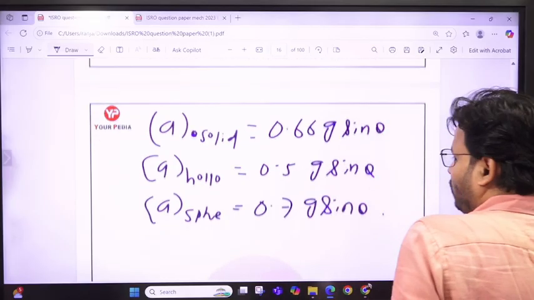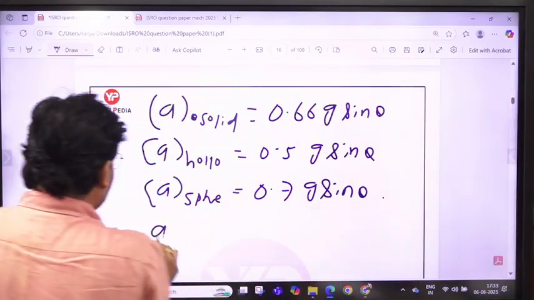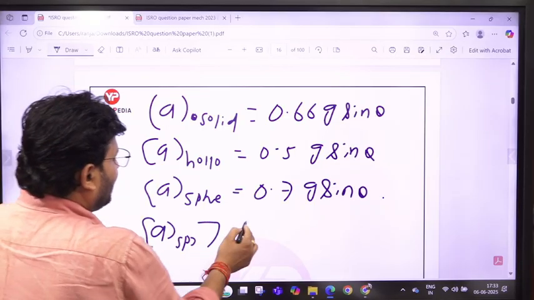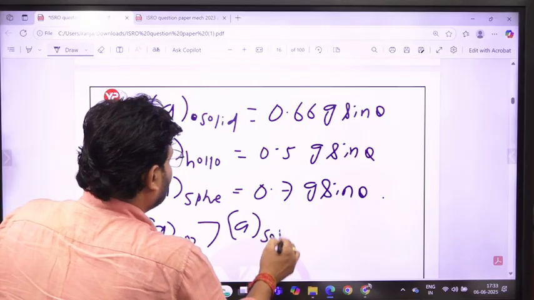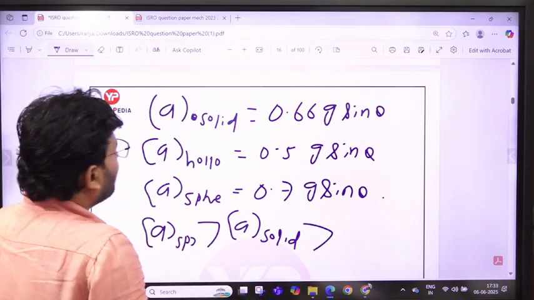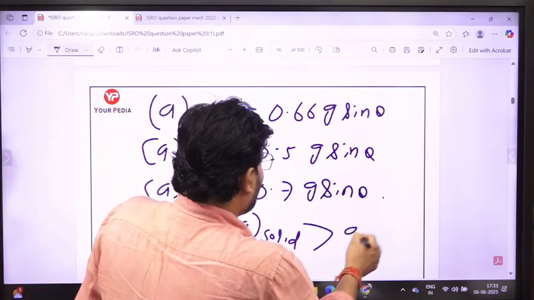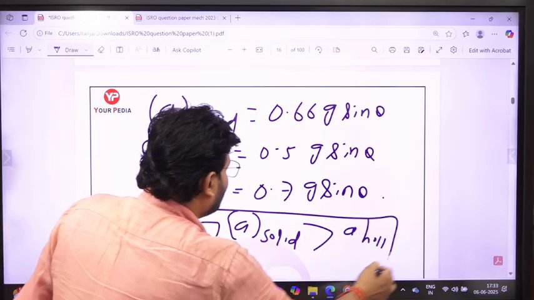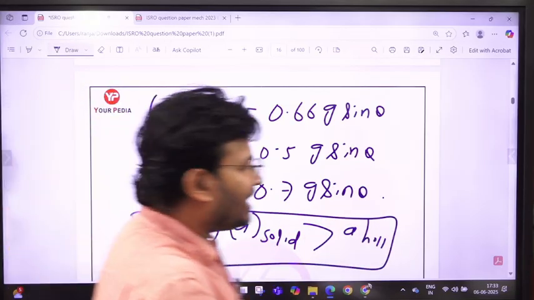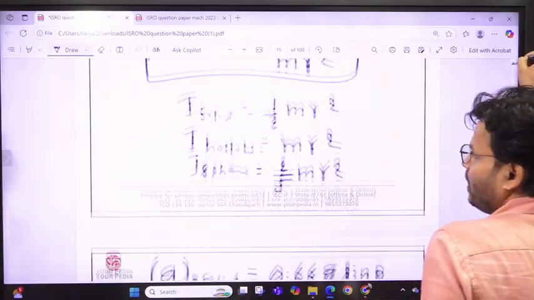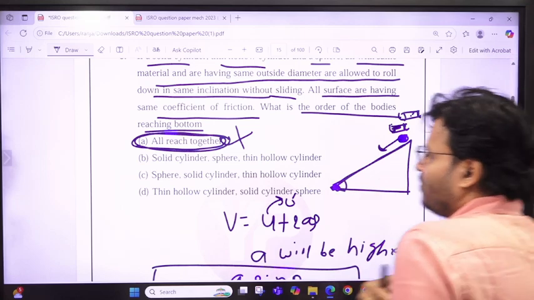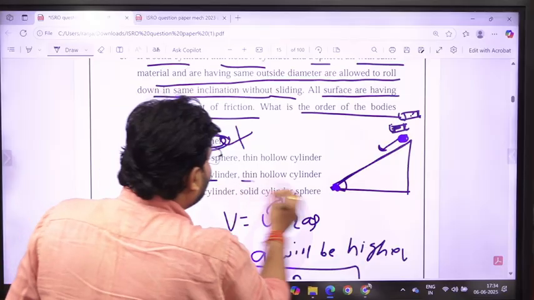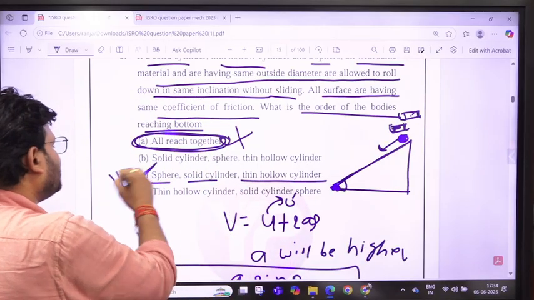So sir, first of all, I can see here A of sphere is high, so it will come first. After that, A of solid will come. After that, A of hollow. So the material having higher A will come fastest. So the correct answer will be what, my dear friends? Here we can say, first of all sphere, after that solid cylinder, after that thin hollow cylinder. So the correct answer will be C4.